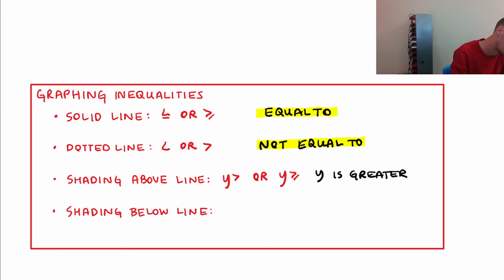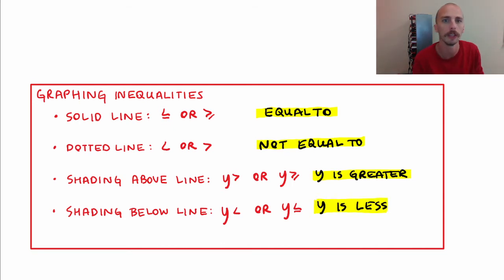And then for less, or shading below, it's going to be less than or equal to, because for the same reasons. So y is less than, or maybe it's y is less than or equal to, but it's the less. Okay, and then that's kind of the reason there. So I feel like these 4 pieces of advice are really kind of like fully surrounding the graphing linear inequalities situation.